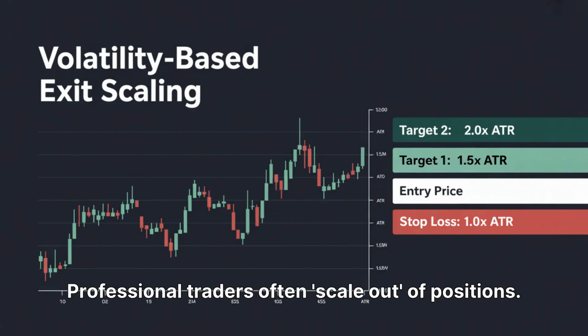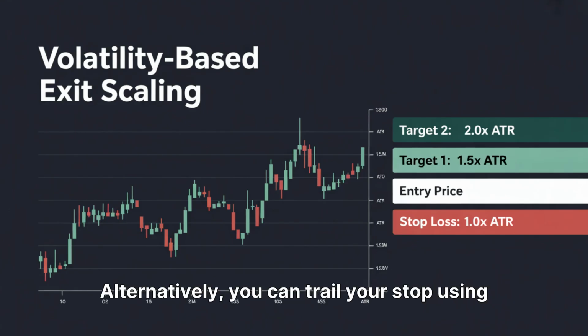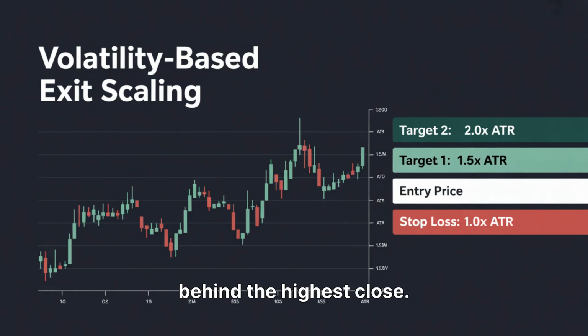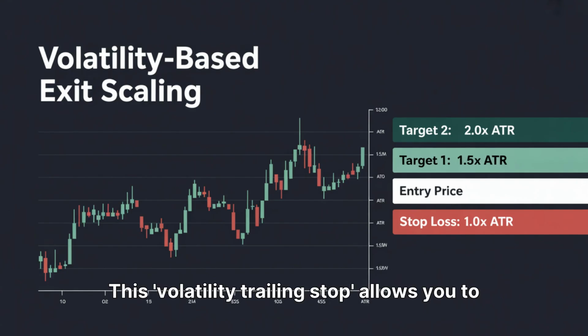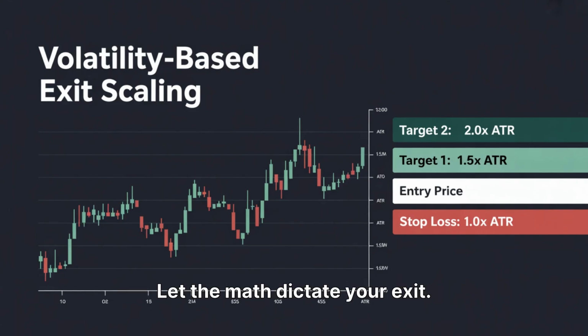Professional traders often scale out of positions. You might close half your trade at 1.5 ATR and let the rest run toward a 2 ATR target or a major resistance level. Alternatively, you can trail your stop using the ATR, moving it up as the price climbs so it always stays 1 ATR behind the highest close. This volatility trailing stop allows you to catch extended trends without exiting too early. Let the math dictate your exit.